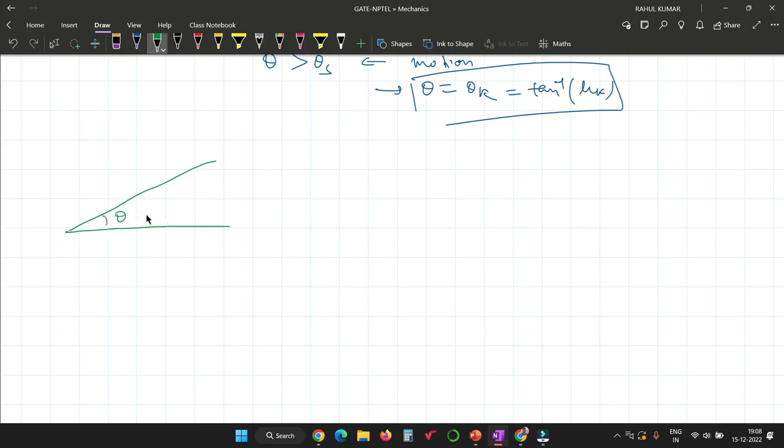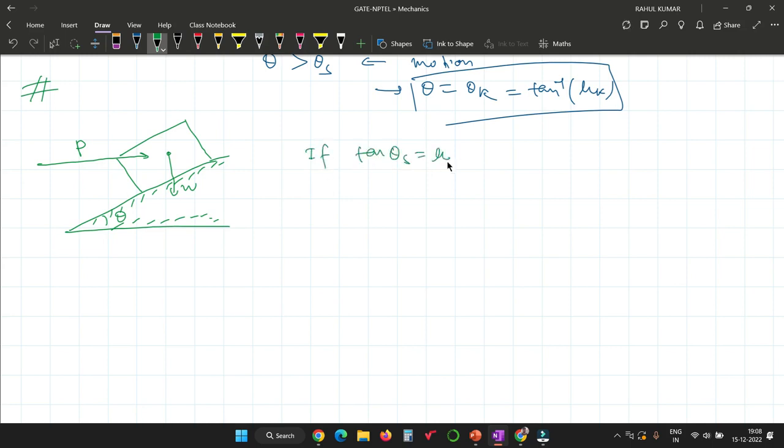Suppose there is a situation like this, and here there is a block. Now you are applying a horizontal force P, and the block has weight W. You can say that like this.